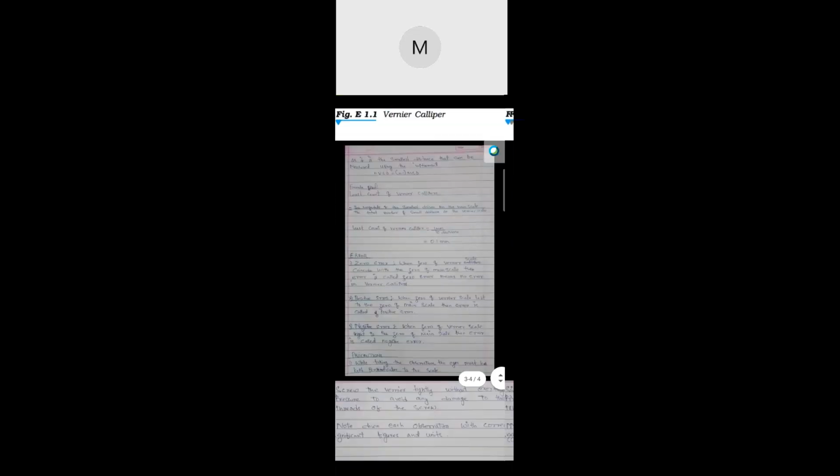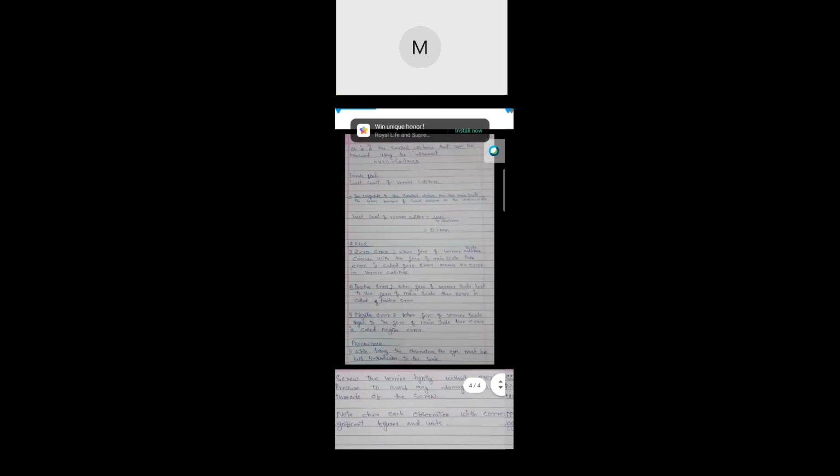Formula used: least count of Vernier caliper equals the magnitude of the smallest division on the main scale divided by the total number of small divisions on the Vernier scale. Least count of Vernier caliper equals 1 millimeter by 10 divisions, which is 0.1 millimeter. Zero error: when the zero of the Vernier scale coincides with the zero of the main scale, the error is called zero error, meaning no error in the Vernier caliper.